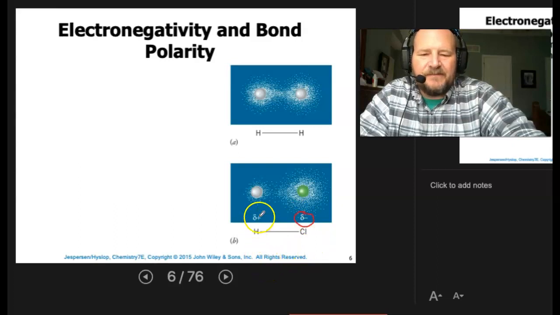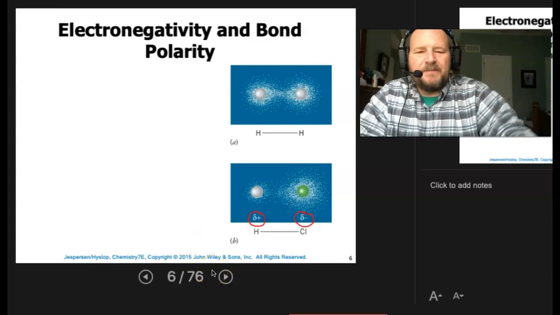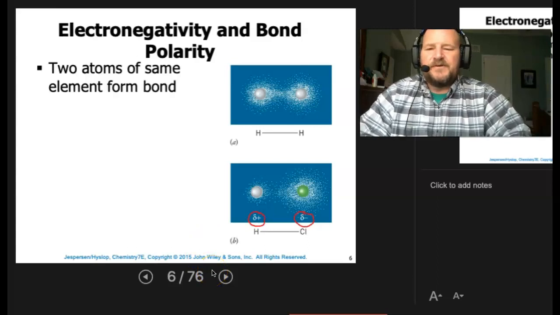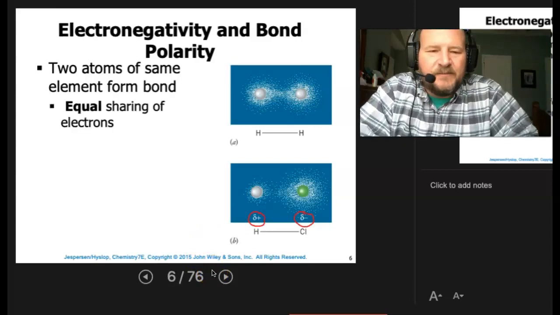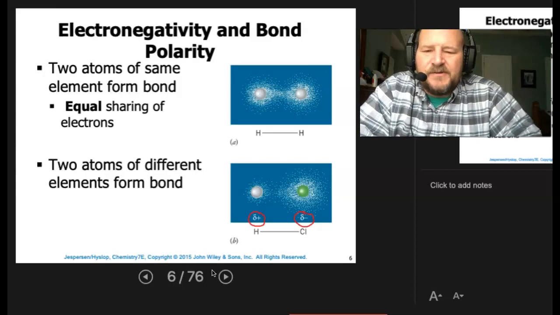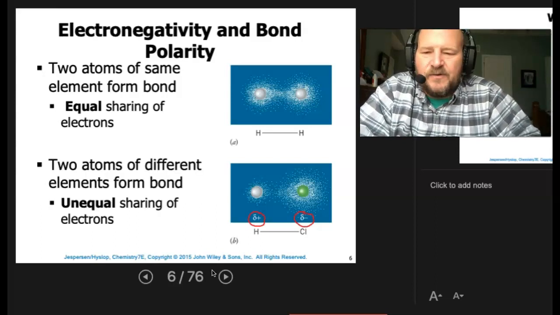And then, of course, if that's partially negative, then the hydrogen has to be partially positive. So two atoms of the same element form a bond, we have equal sharing. Two atoms of different elements form a bond, we have unequal sharing.